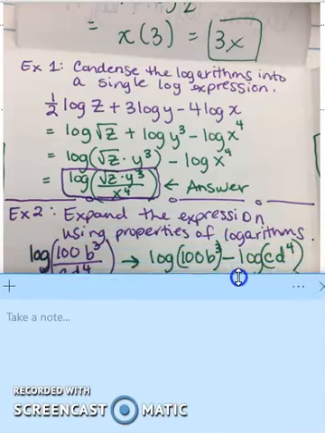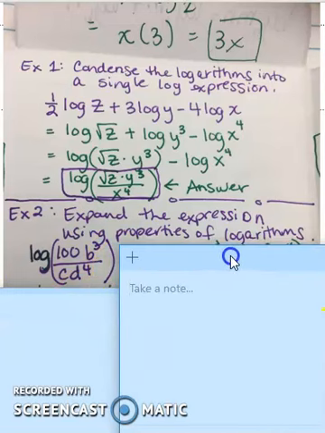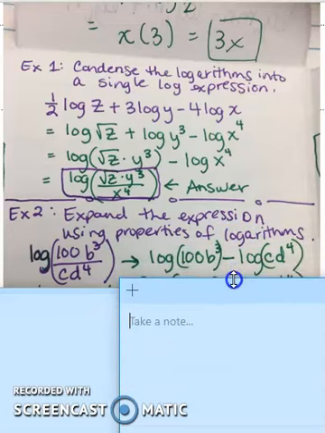For example 2, the directions say to expand the expression using properties of logarithms. So this is going to be the expression that I have that I'm going to expand. It says log, and then in parentheses 100b cubed divided by cd to the fourth. The first property that I'm going to use is the quotient property, and in order to do that I'm going to subtract the two logs.